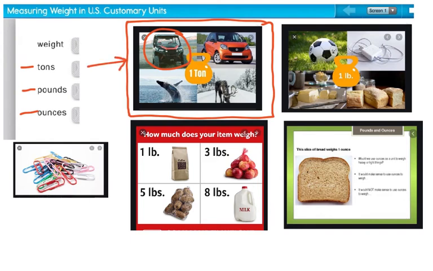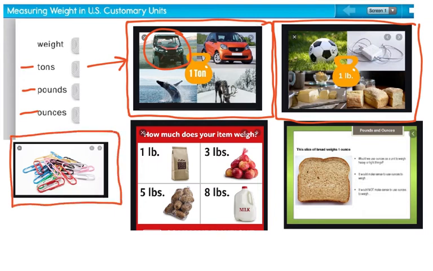We also use pounds. So a soccer ball or maybe your cord for plugging in your iPad. A pound of butter, 4 sticks, or a loaf of bread would be about a pound. When measuring things that don't weigh as much, we also use ounces. So 1 paper clip is about an ounce, or a slice of bread.